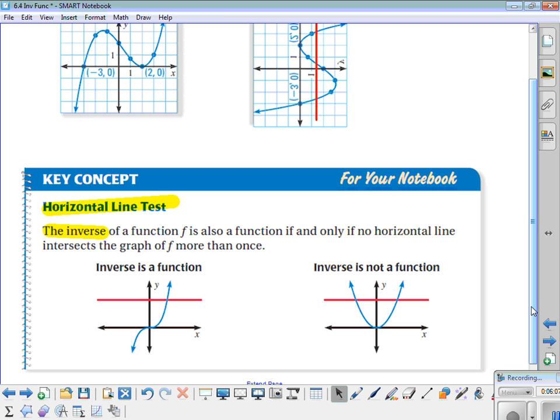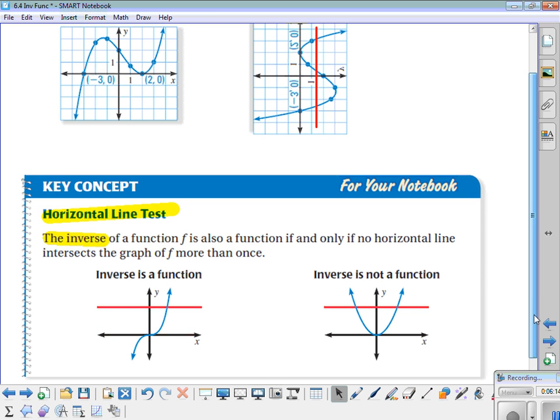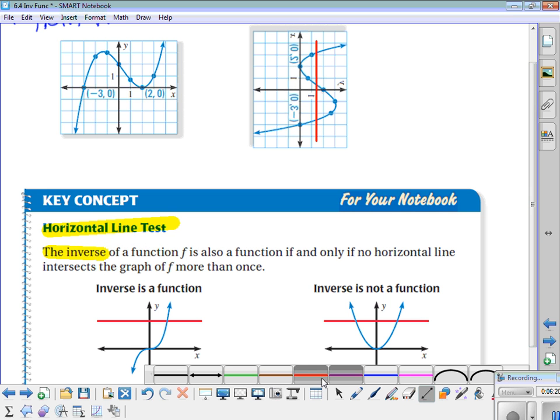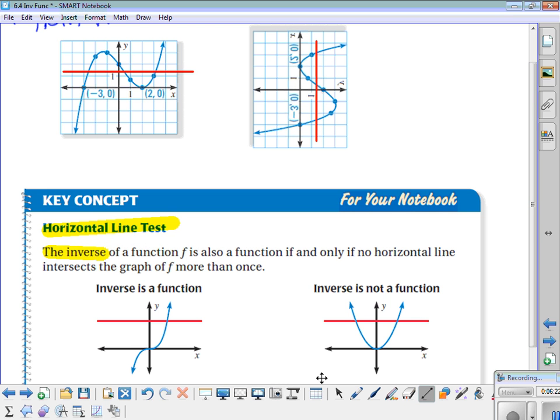So if I graph the original graph and do a horizontal line, then I can tell whether or not the inverse is a function. In other words, if I hadn't gone to the trouble to flip it and turn it sideways, I could have actually just taken a horizontal line over here and I would have seen that the inverse would not be a function. Okay? And again, this is in your book. It's on the same page, 440, down at the bottom.